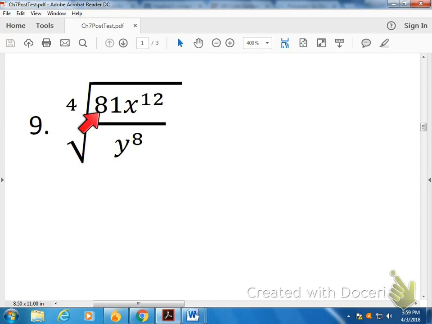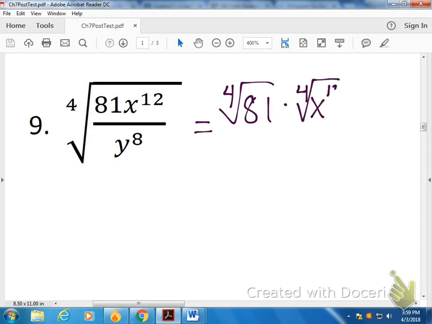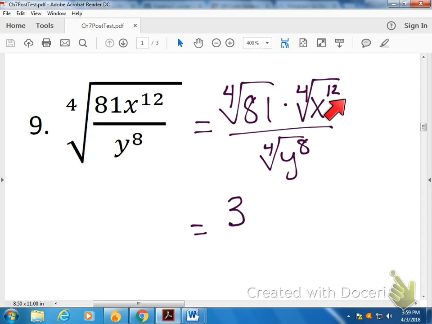So we're looking for the fourth root of 81. Or we can break this up and just zoom in on the fourth root of 81 times the fourth root of x to the 12th, all over the fourth root of y to the 8th power. And so anyway, fourth root of 81 is a perfect 3. If you break up all these x's and start circling your quadruplets, you would have 3 groups.